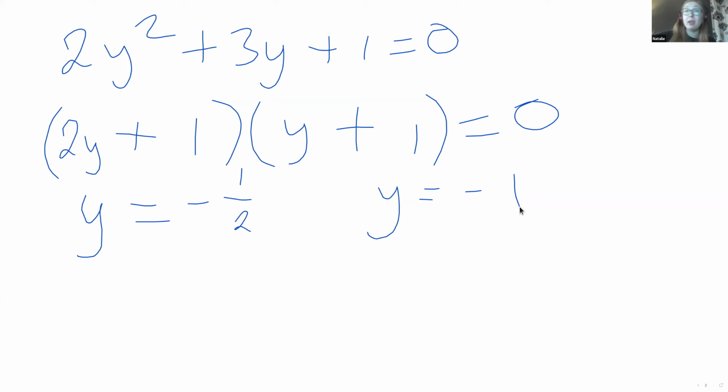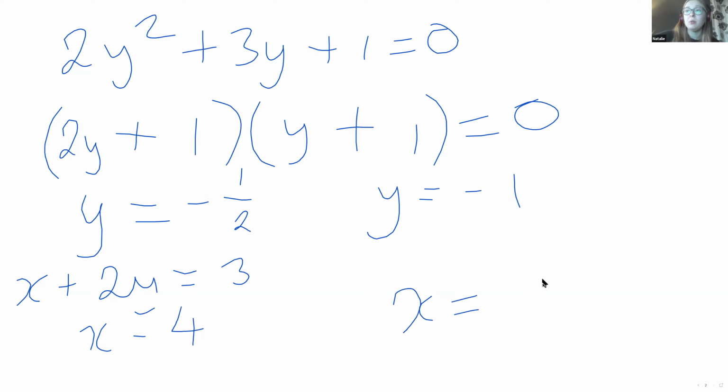So our linear equation was x plus 2y is equal to 3. So substituting in for minus a half, x was equal to 3 minus 2y. So 3 minus 2 times minus a half is going to be x is equal to 4. And this one, x is going to be equal to 5.